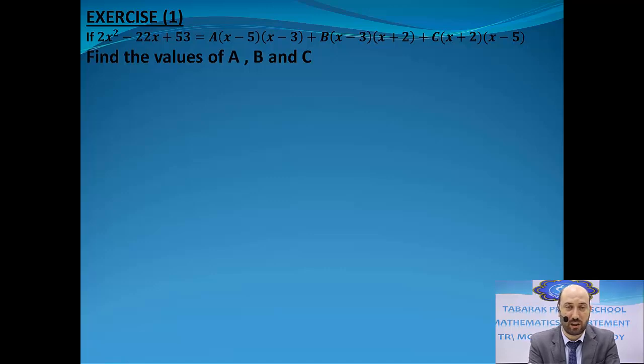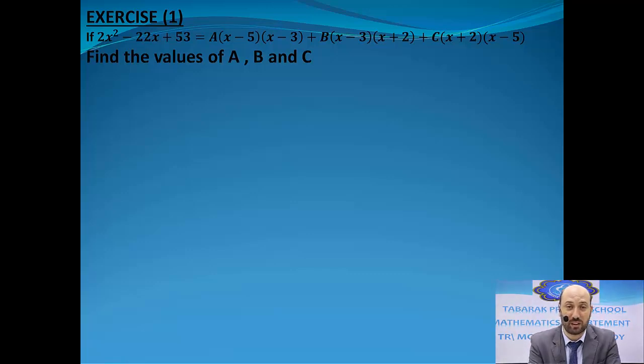To find the values of a, b, and c, we first have to know the zeros of the factors. For the right side, we have brackets. Each one of these brackets is a factor. If you want to find the zeros of the factors, we take each bracket and make it equal to 0 to find the value of x.